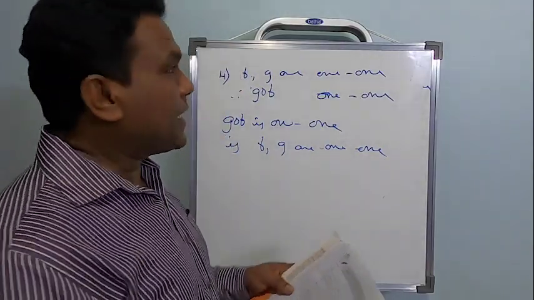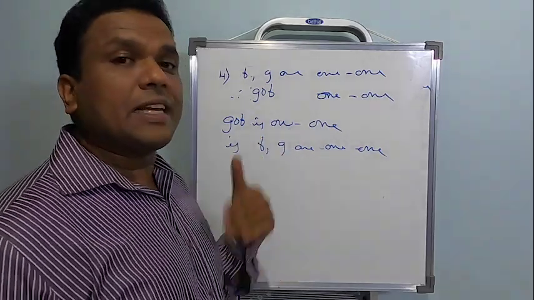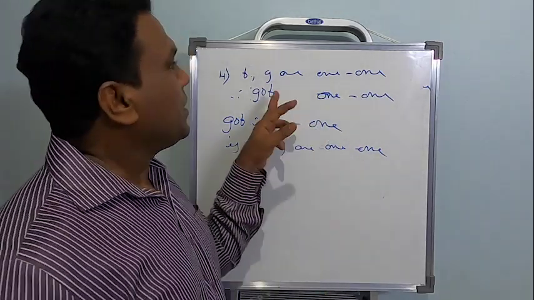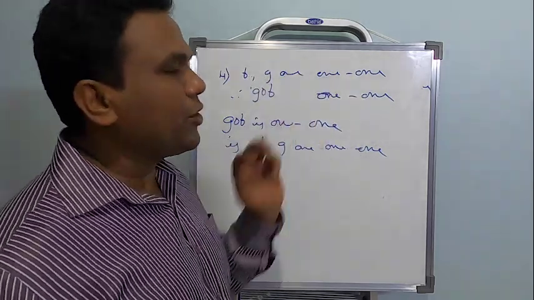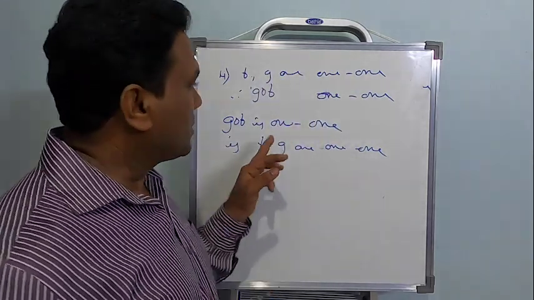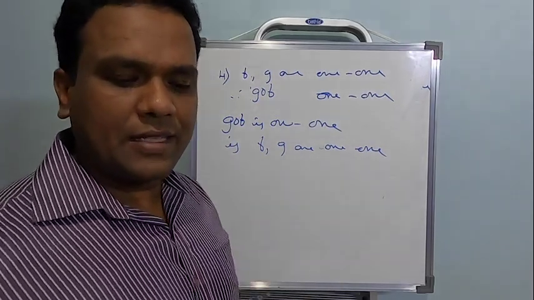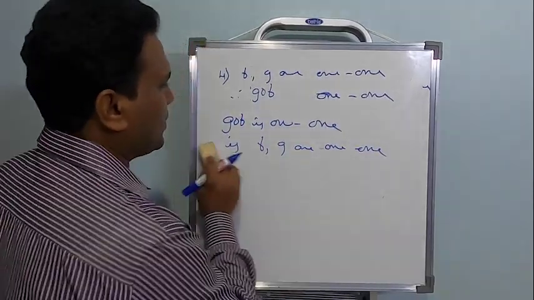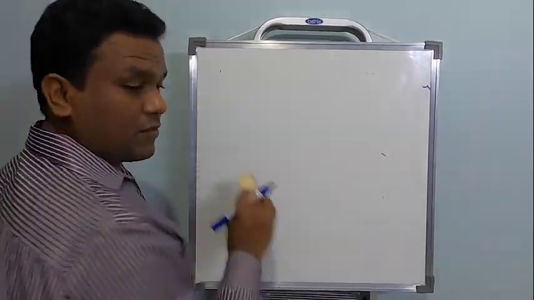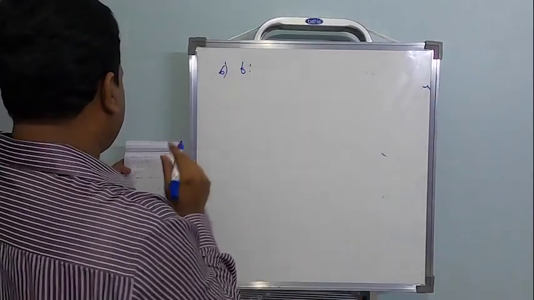Fine. This is the basic condition. If f and g are 1-1, g of f is 1-1. But the converse means the reverse way. If g of f is 1-1, is it necessary that f and g both are going to be 1-1? This is what we are going to discuss now. I am going to explain this with an example, so that we have started the discussion based on problem number 6.